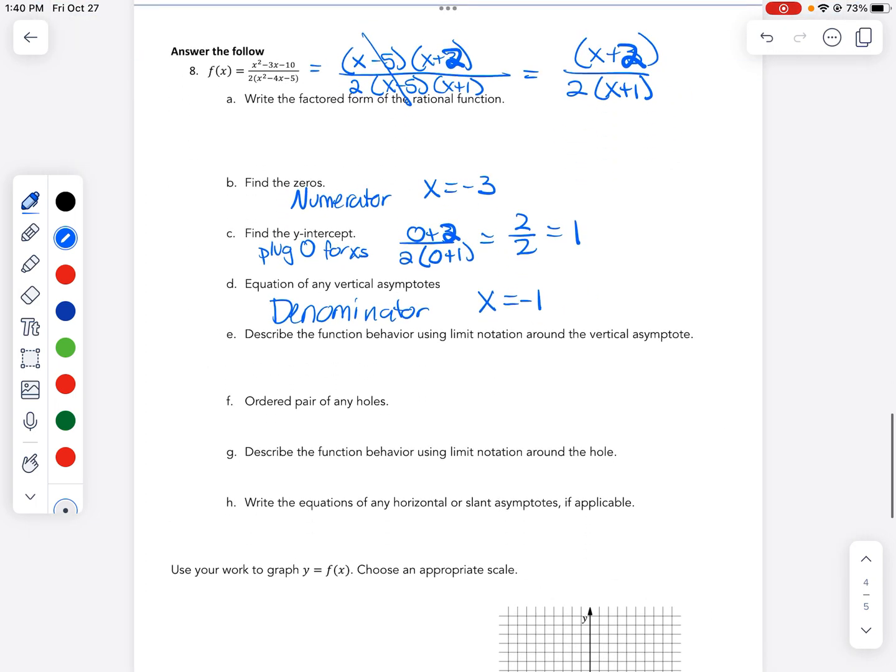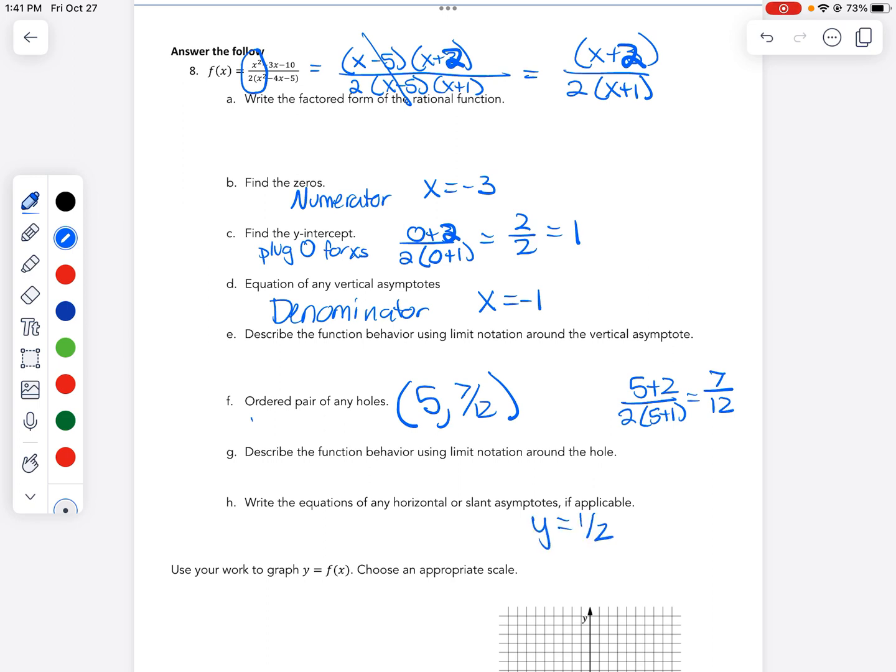We'll write this limit function at the end. So our holes, x minus 5 reduced out, so there's a hole at 5. And then if we plug that in for our x value, so what's 5 plus 2 over 2 times 5 plus 1? So that's 7, 2 times 6 is 12. So there's the coordinate of our hole. We'll come back to that one. In our horizontal, when we look at our original, our degrees are the same. So what's that coefficient? It's 1/2.